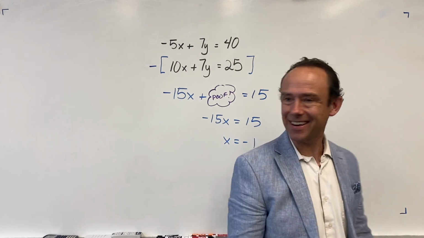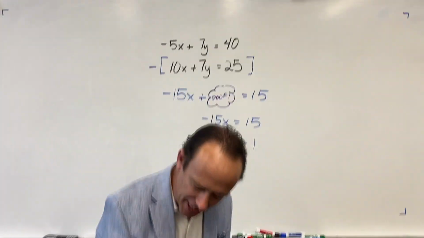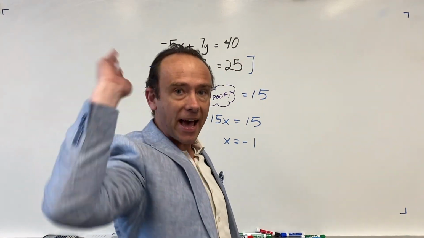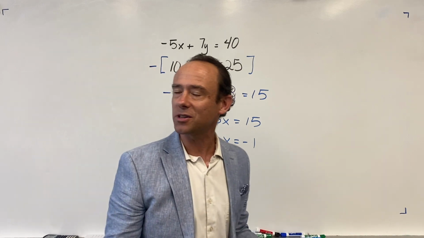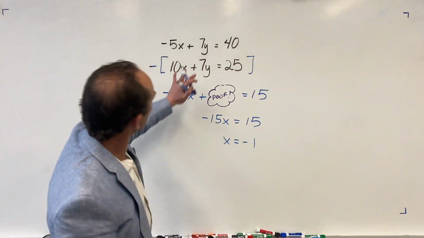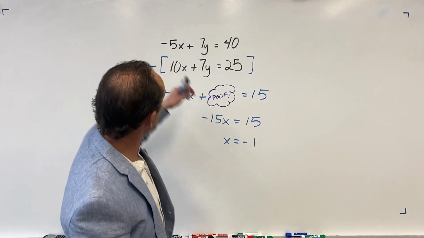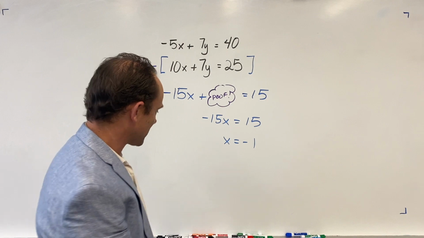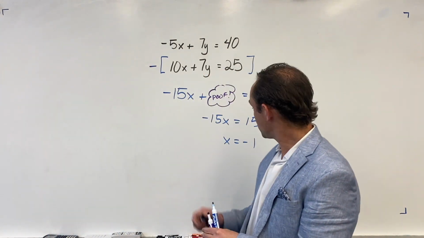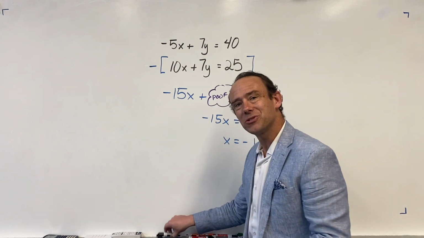Yes! Are we done? I said, are we done yet? That's where you say, hell no, Mr. Miller, we ain't done, because that's only one of the two variables. You see, we also got to solve for y. So here's what you do. You pick either equation, whichever equation you want to use. It doesn't matter. And you substitute the x value back into that equation and see what you get.